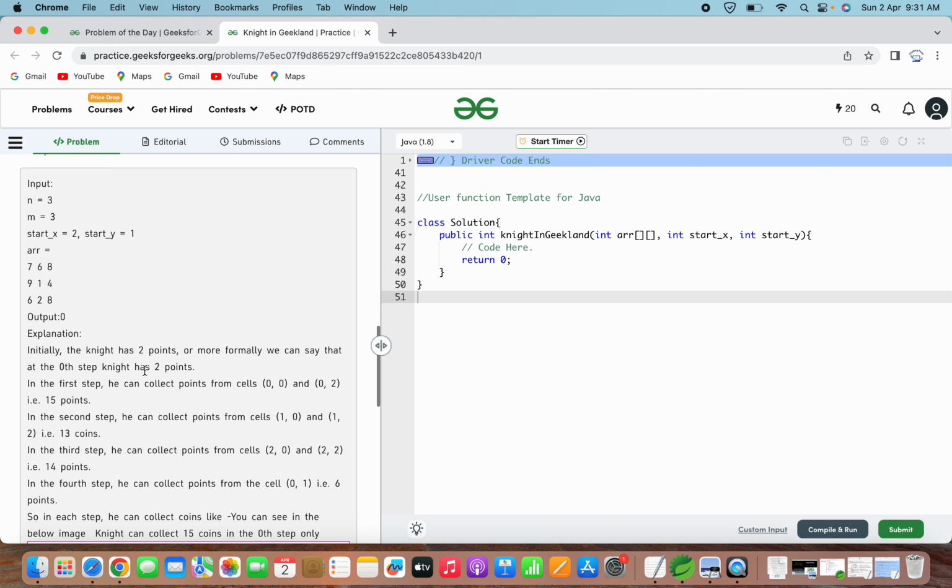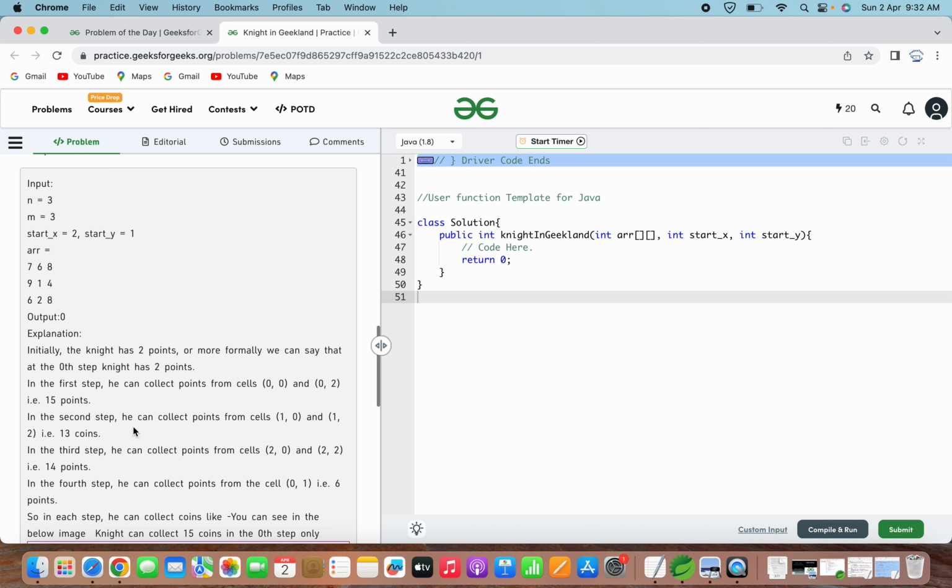So if the knight is at this position, what all cells can it visit? It can visit 1, 2 and left, 1, 2 and right. So it can visit 7 and 8. And when we add them, 7 and 8, we get 15. So that has been mentioned here. In the first step, he can move from 2,1 to 0,0 and 0,2. So we'll get a total of 15.